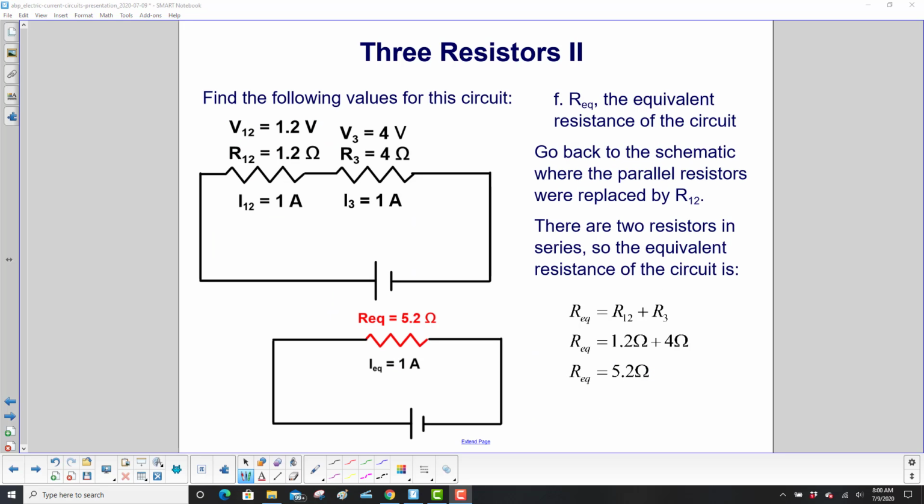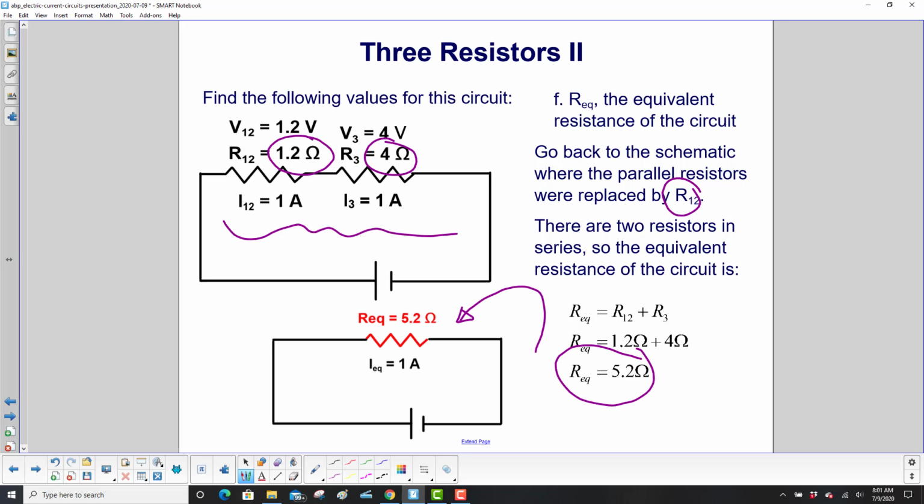Find the equivalent resistance of the circuit. Let's go back to the schematic where the parallel resistors 1 and 2 were replaced by R12. That's this picture here. We now have two resistors in series. We can treat virtual resistors the same as real ones. So to find the equivalent resistance, we just add them. So what do we have? We have 1.2 ohms and 4 ohms. Add the two of them together, you get 5.2 ohms, and then we redraw the final circuit just like this.